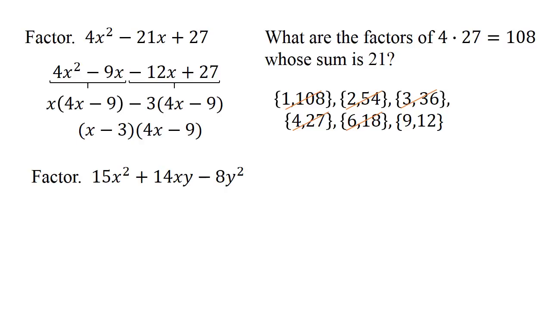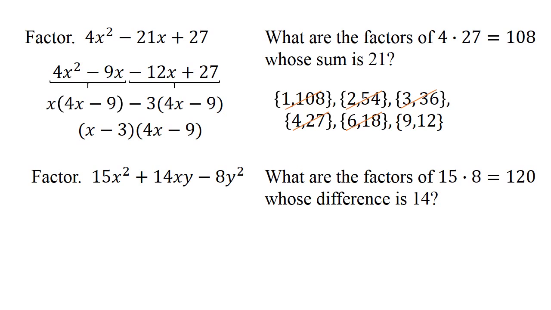You should always check. And so we're going to take the 15 times the 8, because that's a negative final term, so we need factors of that product that are different by 14. So 15 times 8, that's 120. What are the factors of 120 whose difference is 14?